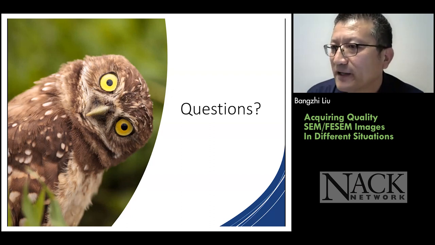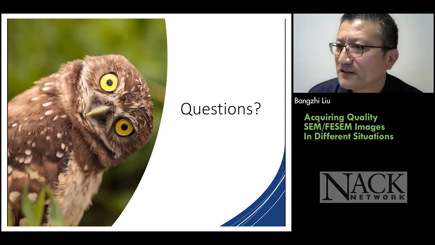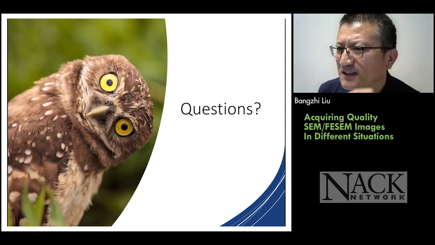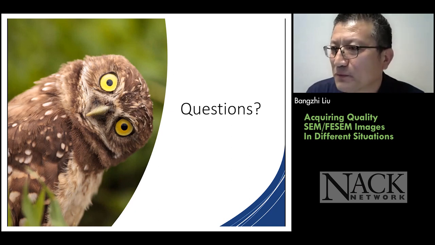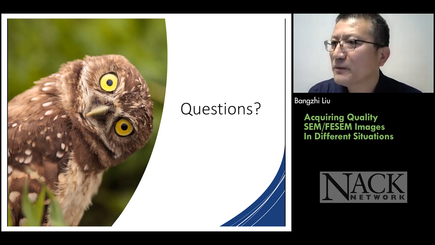But when you focus, you just notice the subtle change. If you see the shape of the feature change, you need to fix the stigmation. If the image starts to shift a little bit, then you need to fix the alignment. So when you change the focus, just pay attention to the subtle change of the image, so you know what you need to do. If you understand how the stigmation works, how the alignment works, you just know when you have a problem.